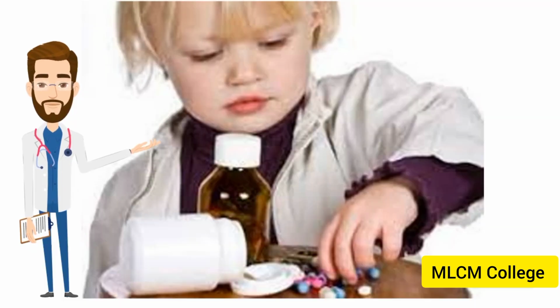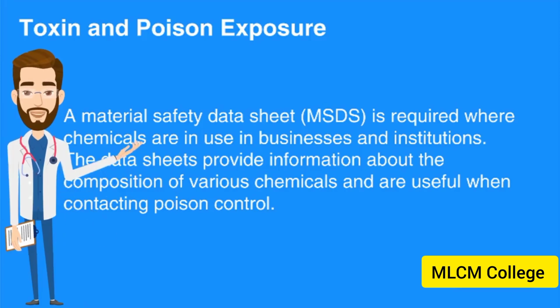Toxin and poison exposure. The list of toxins and potential poison exposures is extensive and beyond the scope of this video and CPR handbook. A material safety data sheet, MSDS, is required where chemicals are in use in businesses and institutions. The data sheets provide information about the composition of various chemicals and are useful when contacting poison control.